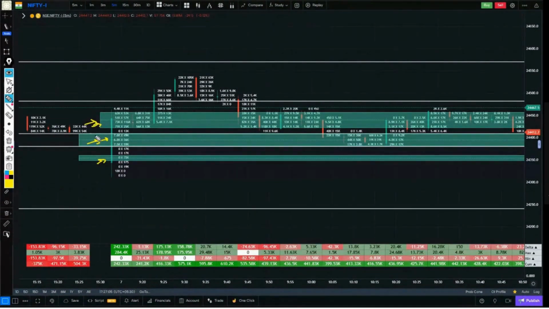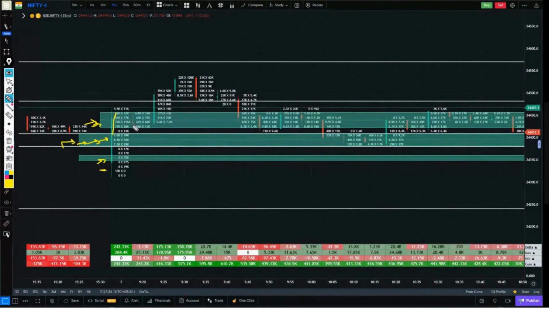Because multiple buyers entered multiple times here. And it also gave another confirmation of yesterday's value area low. The market opened with a gap down, no problem. With buying, the value area low that we had marked was broken, and the price easily went up.